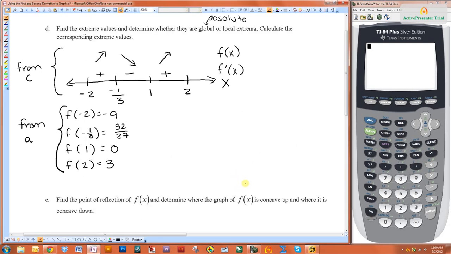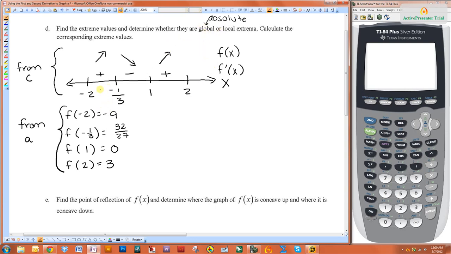Okay, so the next thing we want to do is find the extreme values and determine whether they are global or local extrema. And then we want to calculate the corresponding extreme values. So we've already actually done all the work for this. We used the analysis line that we used in part C and the evaluation of the function that we found at part A.